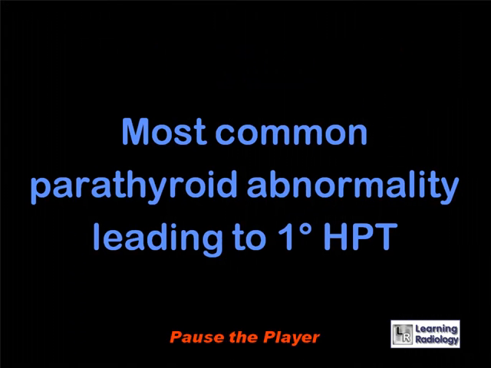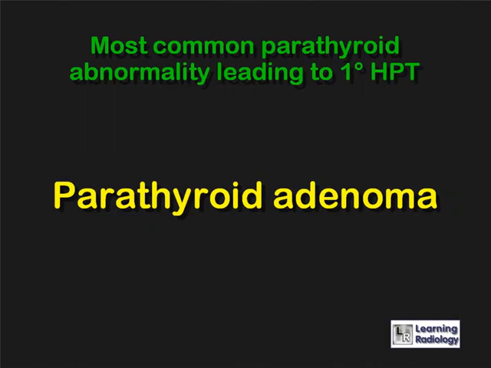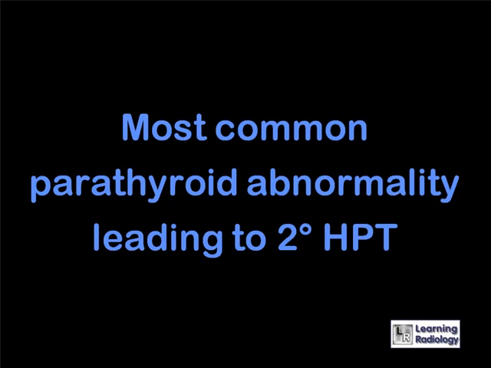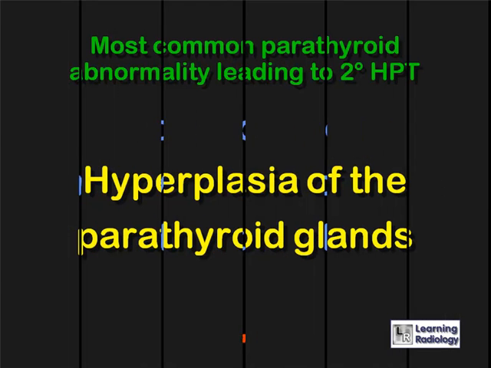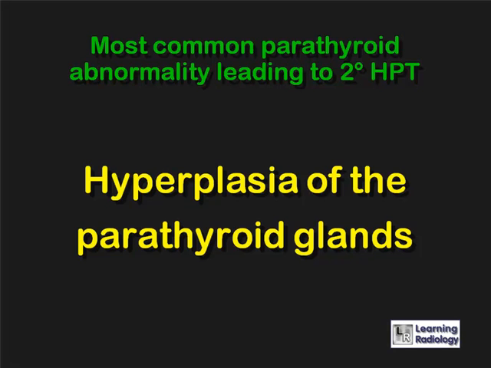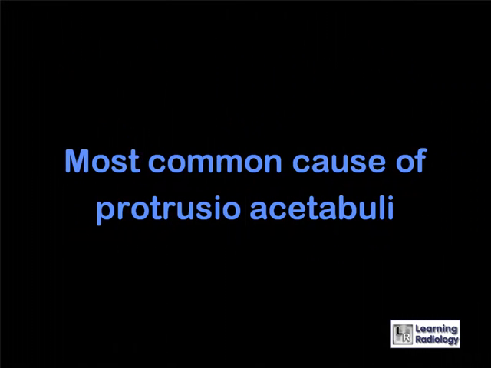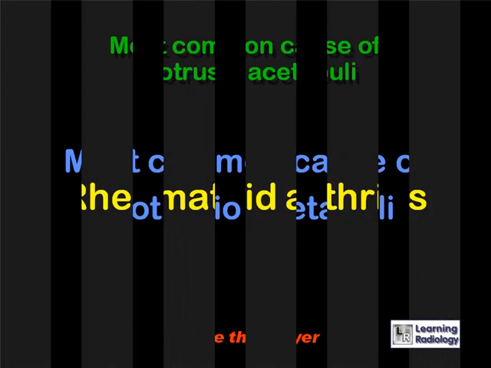What is the most common parathyroid abnormality leading to primary hyperparathyroidism? A parathyroid adenoma. What is the most common parathyroid abnormality leading to secondary hyperparathyroidism? Hyperplasia of the parathyroid glands. What is the most common cause of protrusio acetabuli? Rheumatoid arthritis.